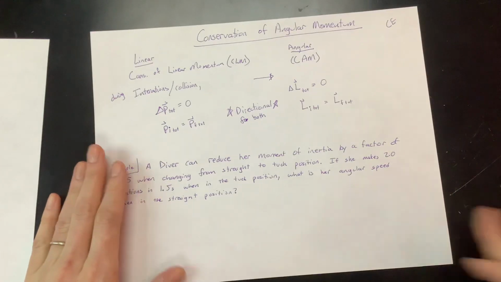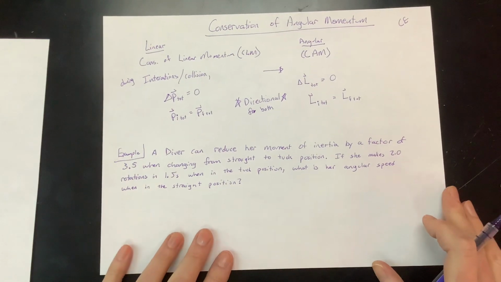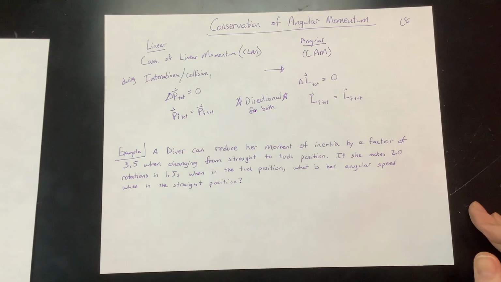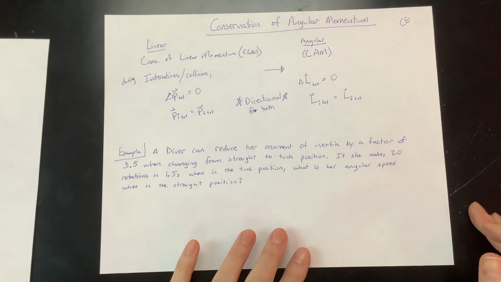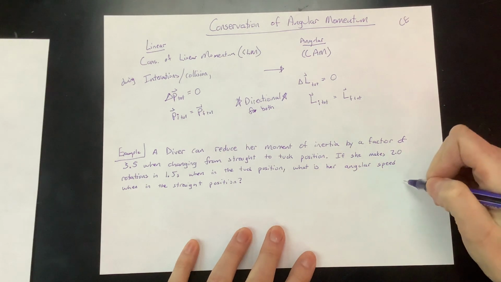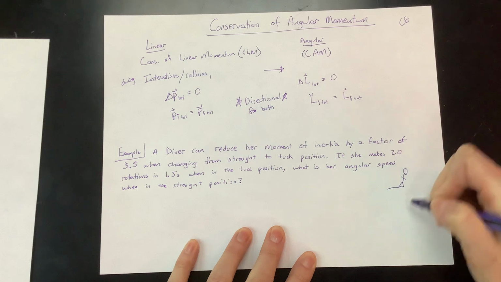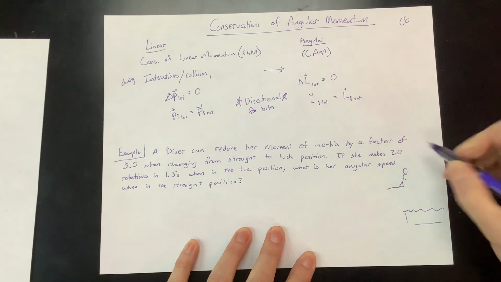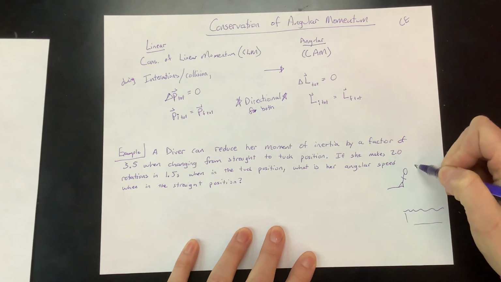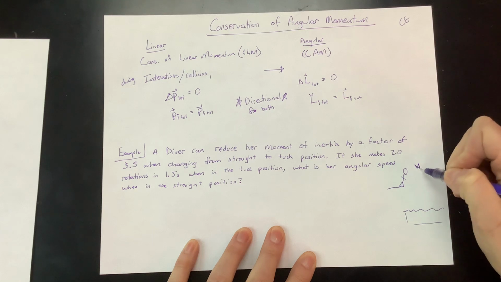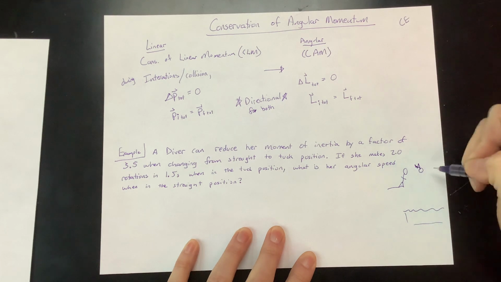So I have this lovely example that we're going to go through and talk about. We have a diver. A diver can reduce her moment of inertia by a factor of 3.5 when changing from straight to the tuck position. So I have excellent drawing skills, and you're totally going to be able to see this. Here's a diving board, and there's a pool. She's going to jump up, and she's going to be in the tuck position, maybe flipping like this.